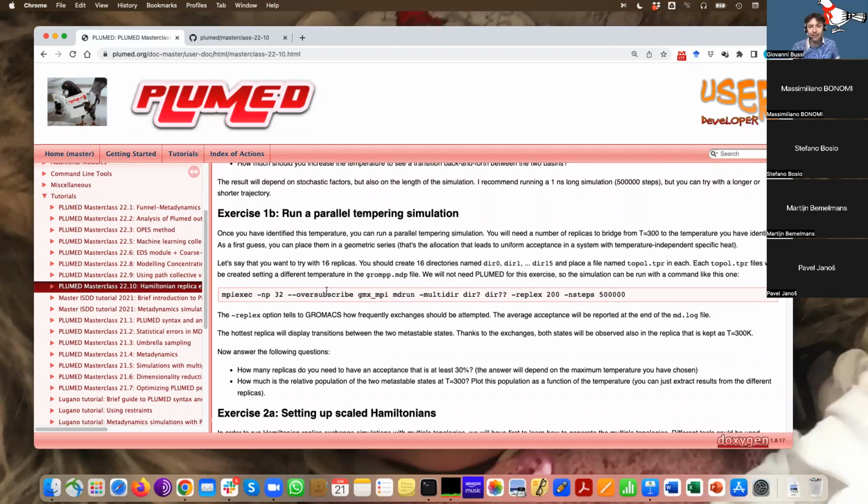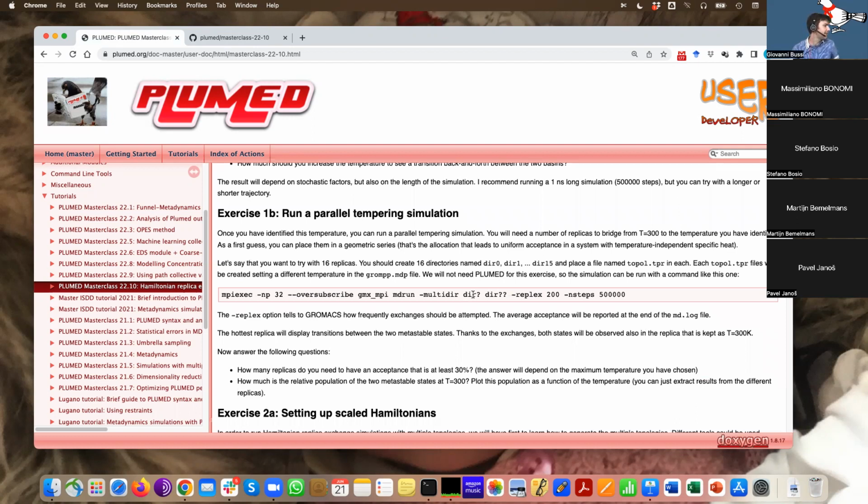Again, this is standard GROMACS. You don't need the PLUMED here. The difference between the different topologies is just that they have a different temperature. GROMACS will take care of the acceptance by itself. And you should allocate a ladder of temperatures, let's say between 300 and maybe 1000.